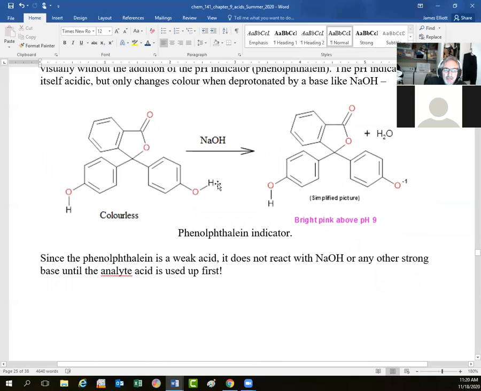So sometimes to recognize that pH reaching 7, we add in a small amount of phenolphthalein indicator or some other pH indicator. And the indicator is basically just an acid itself. This is a slightly simplified picture of the molecule. Remember, as we said in chapter 8, the lines are representing carbon to carbon bonds.